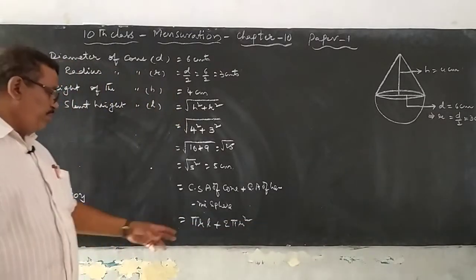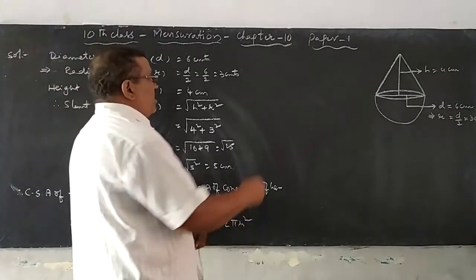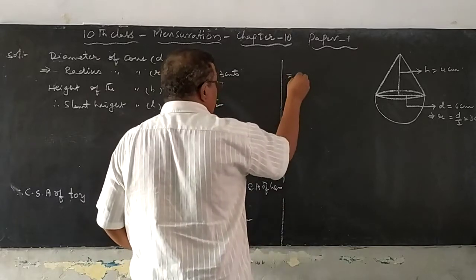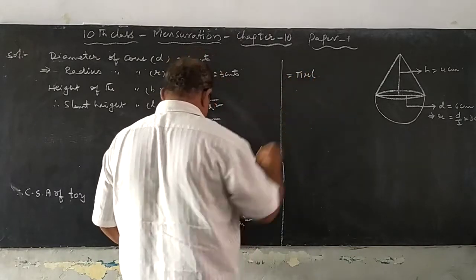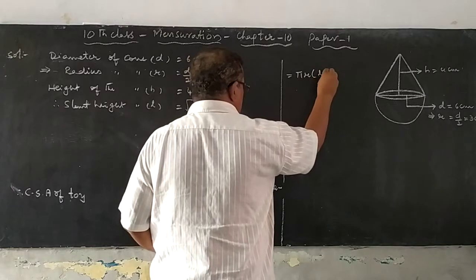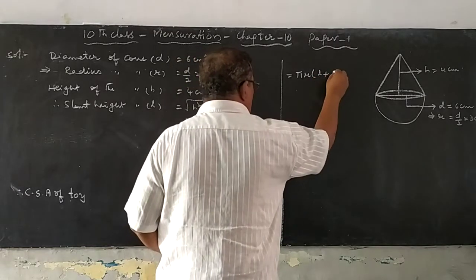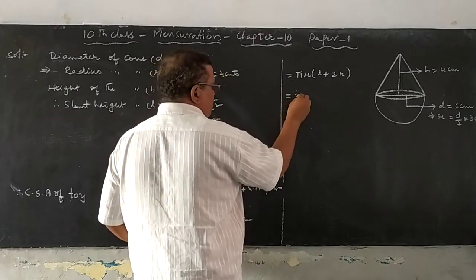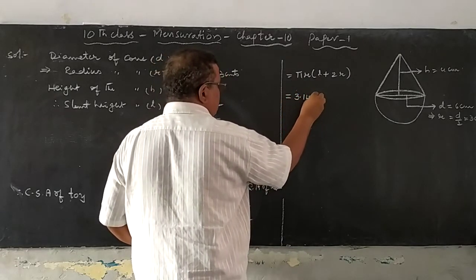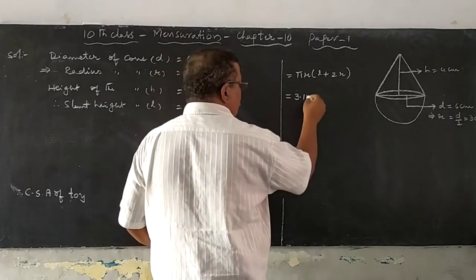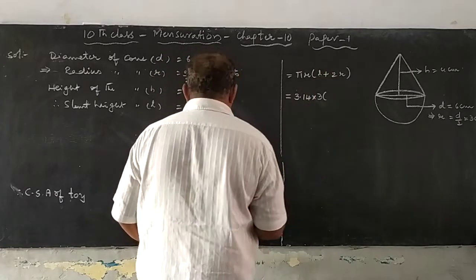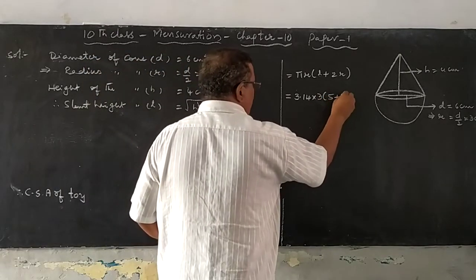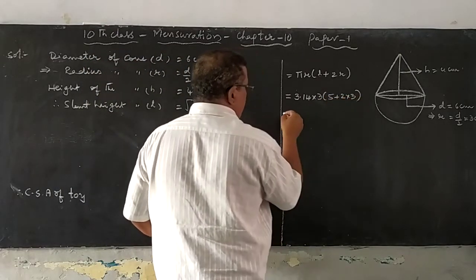Here we have to take pi r as common factor. In that case, how much will be obtained? Take pi r as common factor, L plus 2r. Pi value is already given in the textbook, 3.14, into r, which is 3. L value we already found here, L value is 5. 5 plus 2 into 3.